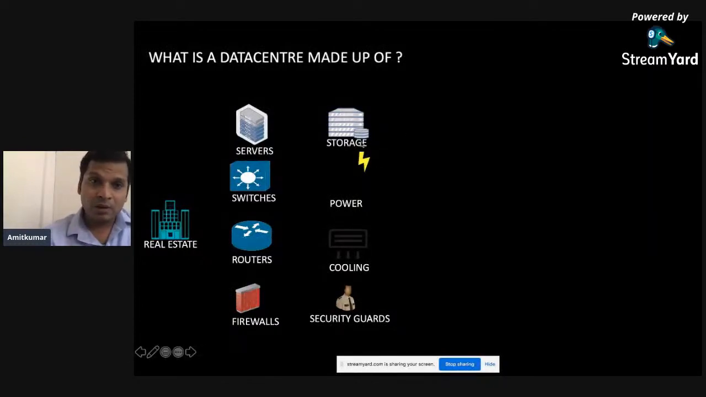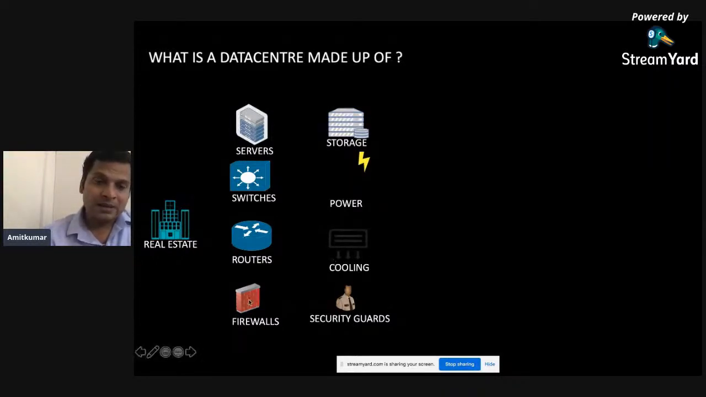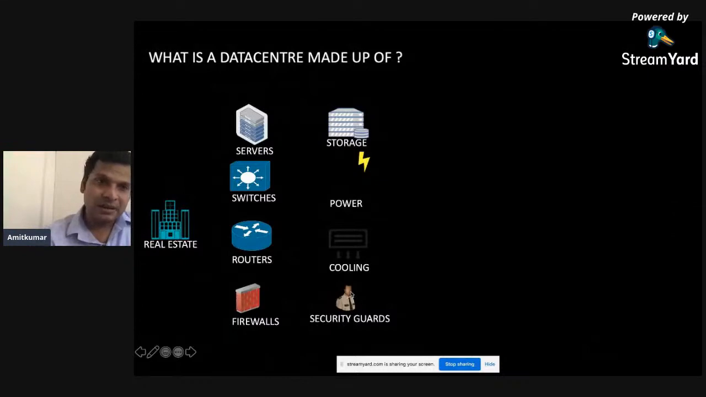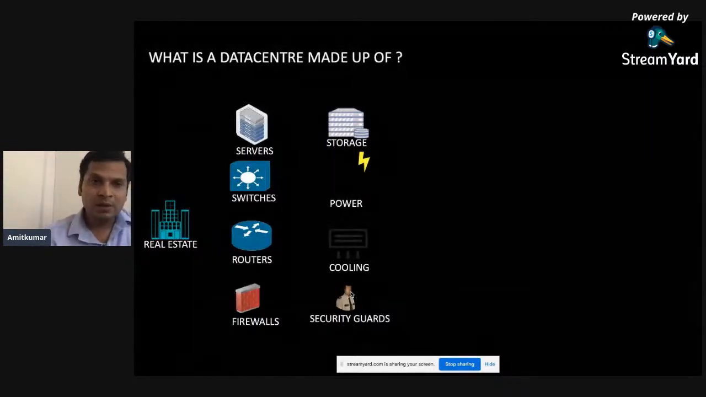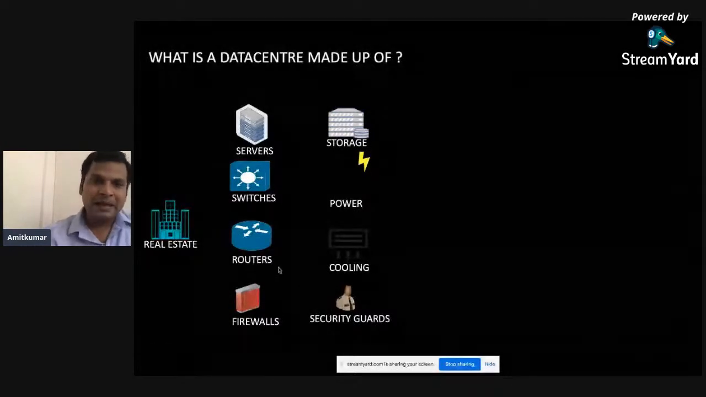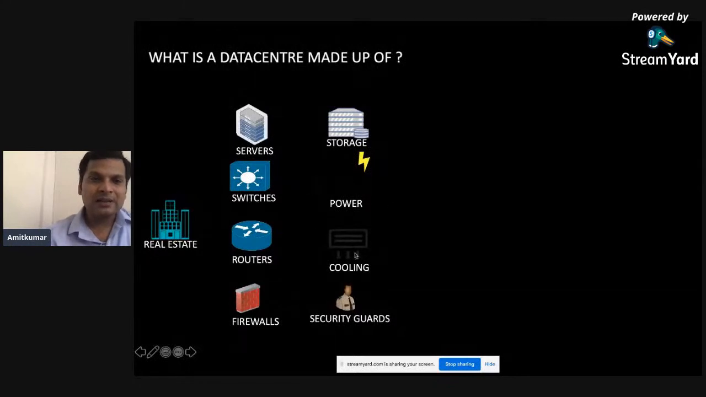Of course, you need the power to run all of this infrastructure, and the cooling to keep the temperature of this huge, humongous infrastructure in control. And yes, apart from internet security, network security, and security of your application, you also need physical security, because the data center has to be physically secured from unauthorized access. So you see, these are some of the building blocks. Not that these are the only blocks, but these are some of the basic blocks required to build a data center.